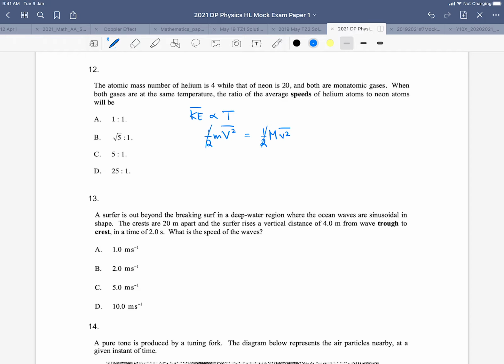So the half cancels out, and we want to find the ratio of the average speeds of helium, big V, to small v, and that is going to be the ratio of big M to small m. And we know that the big M mass number is 20, small m mass number is 4, so that's a 5. And then we take the square root to get the ratio of the average speeds of helium to neon is root 5 to 1. There you go.